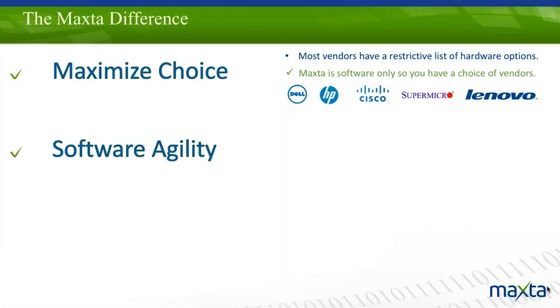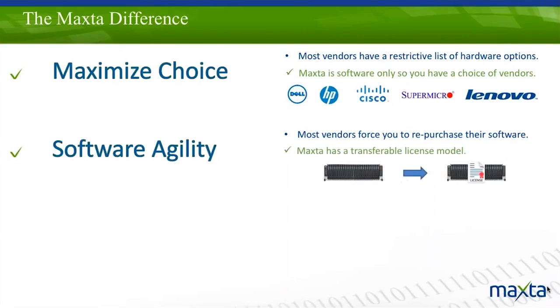Next is software agility. Provide the ability to run and also even transfer the licenses onto different servers, whether during initial purchase or at the time of upgrade. Now they can just transfer the licenses to a new server platform that they purchase. Most vendors force you to buy your software when you pre-purchase or upgrade your hardware. With Maxtra, you can transfer your licenses. Today, you may start off with, as we discussed, a Dell server platform, and in the due process, it doesn't even have to be a forklift upgrade.